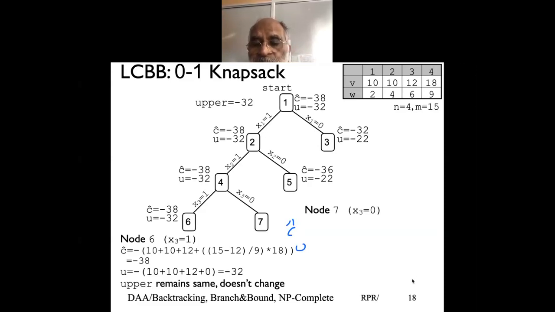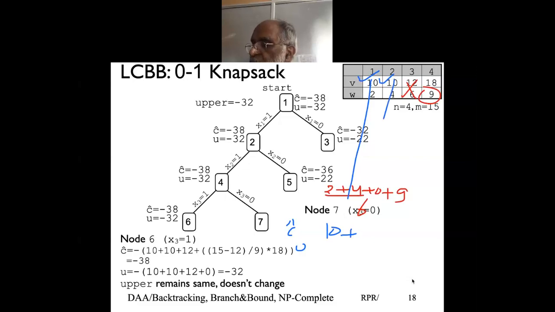Anyone like to explore? Give me those. Remember, x3 is not included, so this is included and this is excluded. So my weight is 2 plus 4 plus 0. This gives me a capacity of 6. Remaining is 9. 9 fits in, so I take it in full. That means my value would become 10 from here plus 10 from here, plus this I'm not including, so 0, plus 9 out of 9 becomes 18. And this value becomes minus 38.